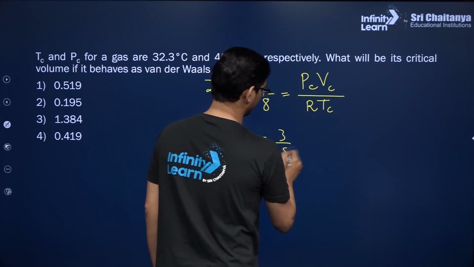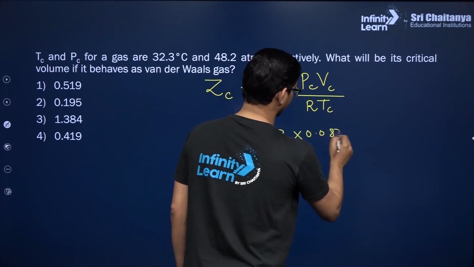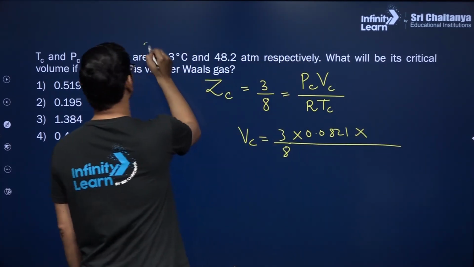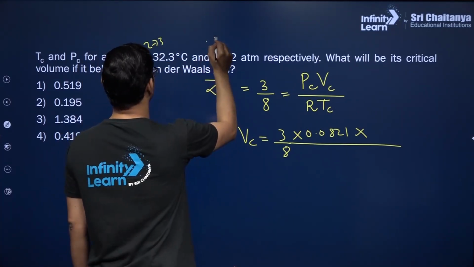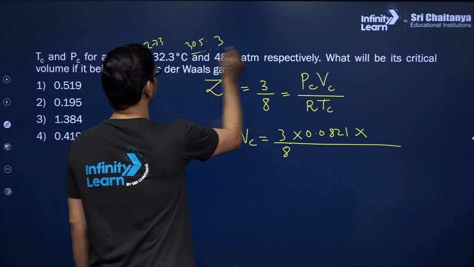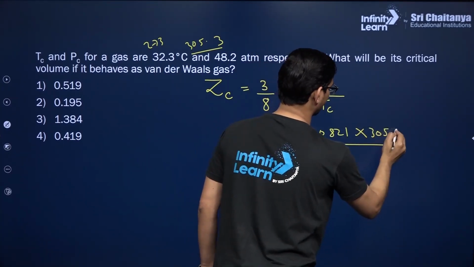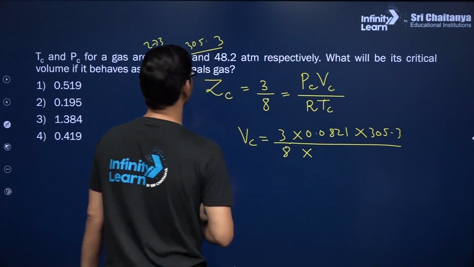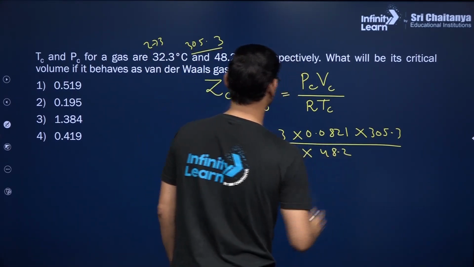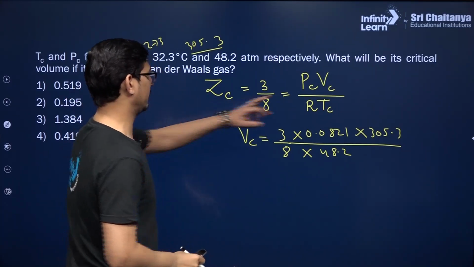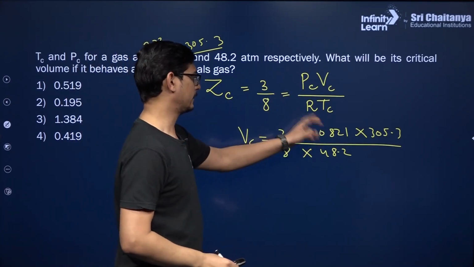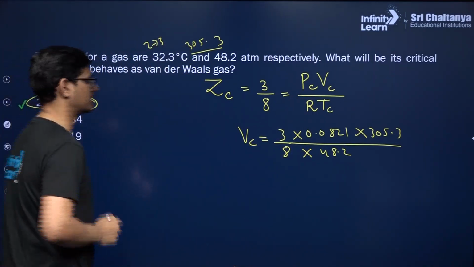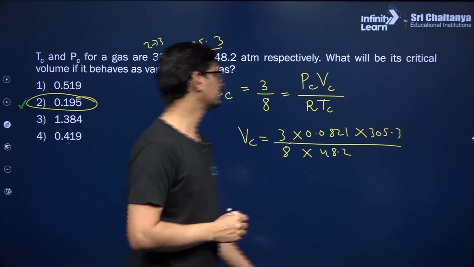So 3 by 8, R value is 0.0821, you can take. Critical temperature is 32.3 plus 273, so it is 0.35 and 305.3, right? Okay, and divided by Pc, which is 48.2, right? So critical volume we have to calculate, that is 3 by 8 and R and then Tc and then divided by Pc. So you will calculate, this will come out to be approximately 0.195.